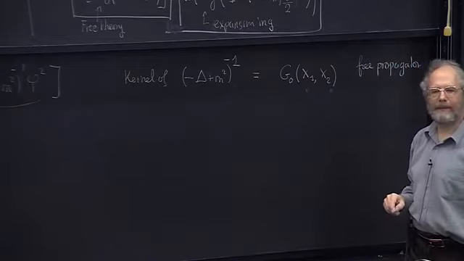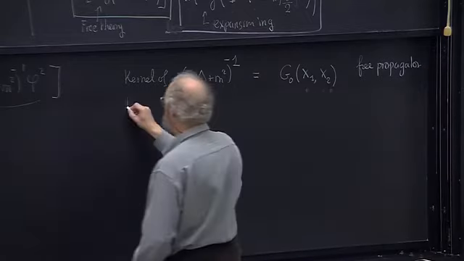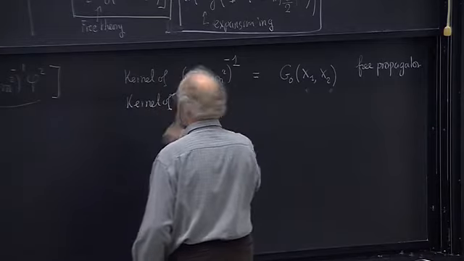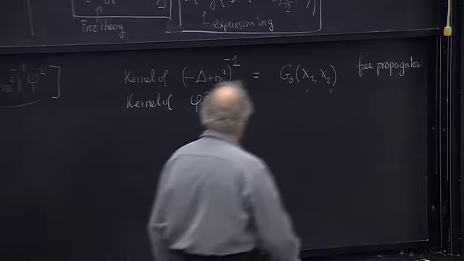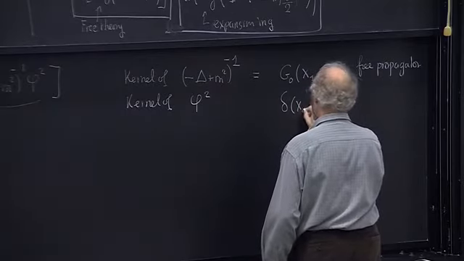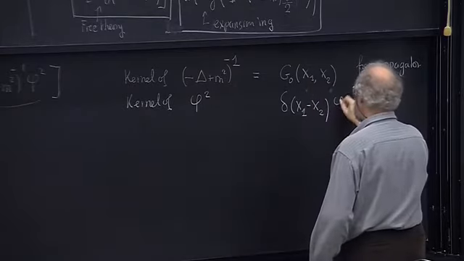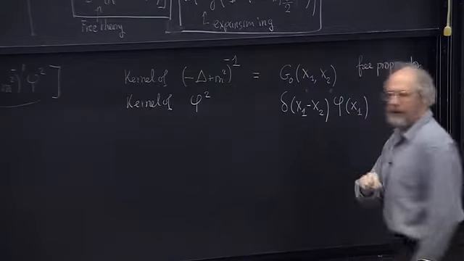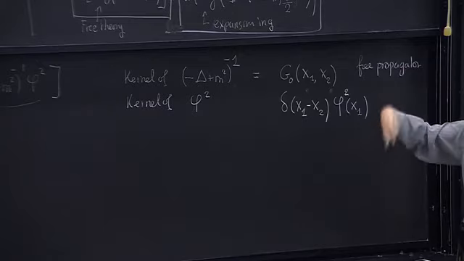Okay? With my notation here, what is the kernel of the operator multiplication by phi squared? It's just a delta function between x1 and x2 times the multiplication by the value of the function phi squared at the point x1, because it's just the multiplication by a function.